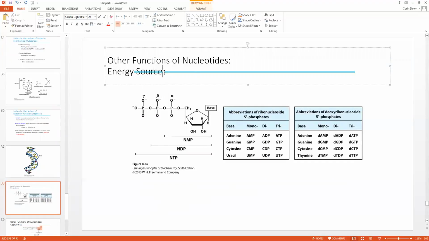For example, as energy sources, we actually see AMP, GMP, CMP, and UMP as the monos, ADP, GDP, CDP, UDP is the di, and then ATP, GTP, CTP, UTP as the tri. And these are other functions. So in this case this is energy storage.